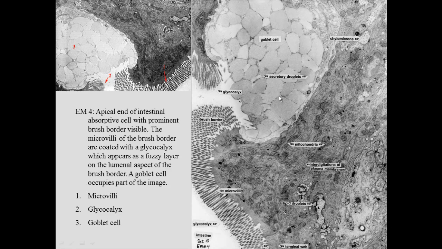Also, we can see this is the luminal surface of the cell. We can see the brush border. And the brush border is really microvilli. Uniform microvilli of high density is a brush border. In contrast, the goblet cell that we see here has microvilli on its surface, but they're not in high density, so they do not make a brush border.